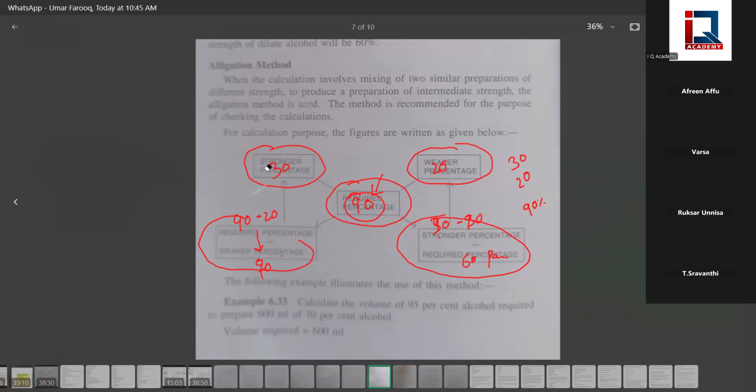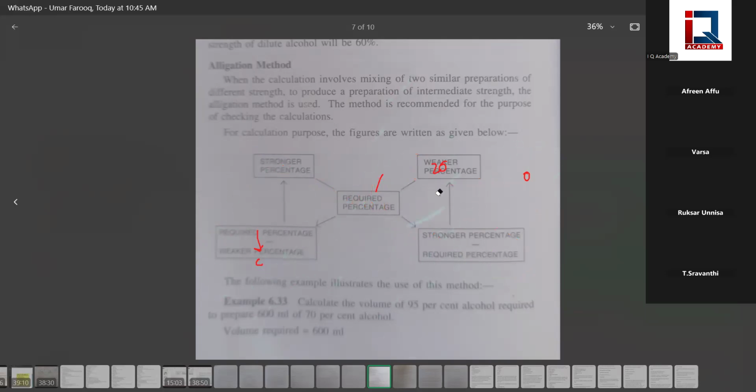If you see with examples, you will understand clearly. Let's jump into the examples. Write down the first question here: calculate the volume of 95% alcohol required to prepare 600 ml of 70% alcohol.